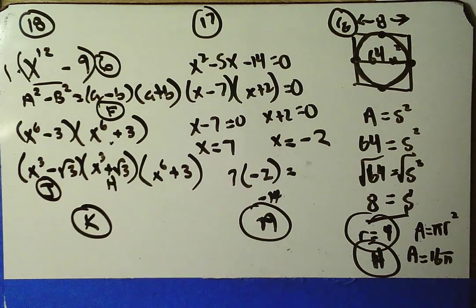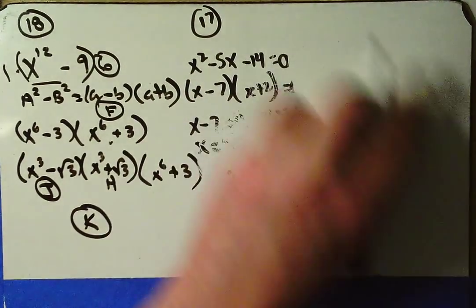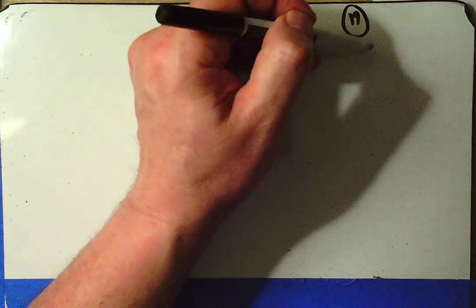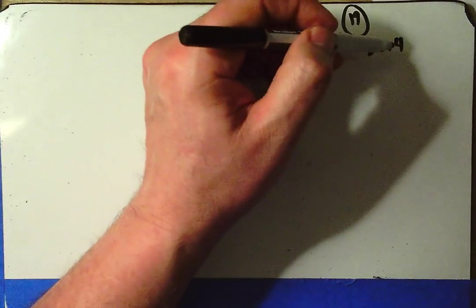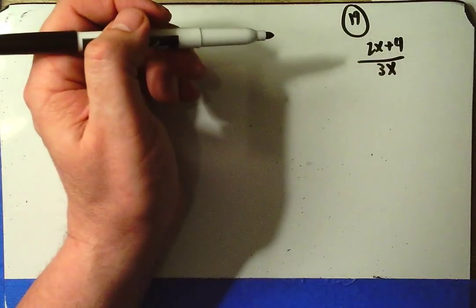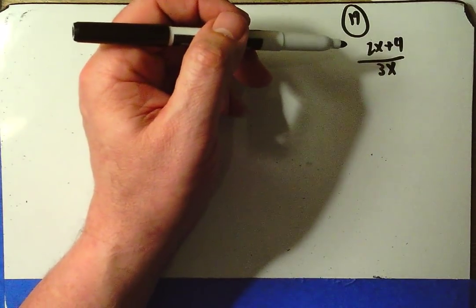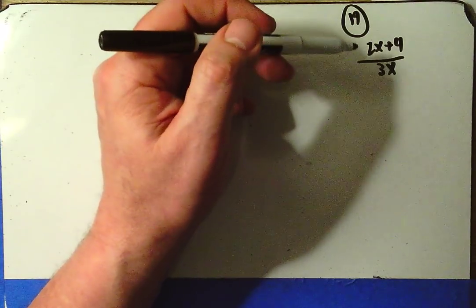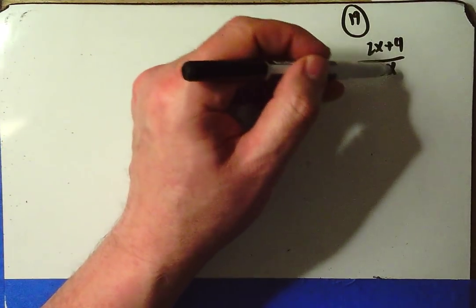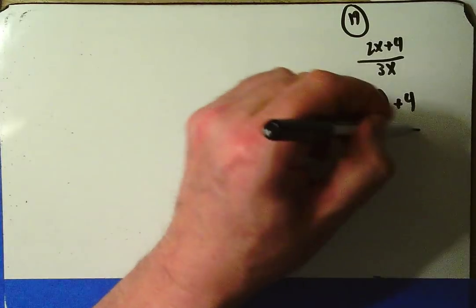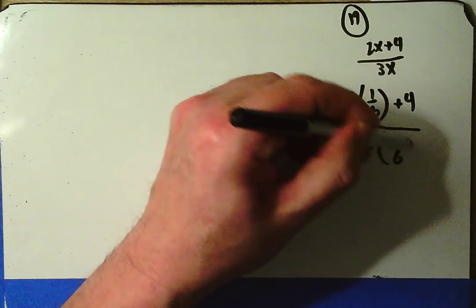Let's take a look at 19. What is the value of (2x plus 4) over 3x when x equals 1/6? Well, I think about a couple of different ways of solving this one, but I think the one that most students use is to directly plug the 1/6 in for each of these x's. So we have 2 times 1/6 plus 4 over 3 times 1/6.